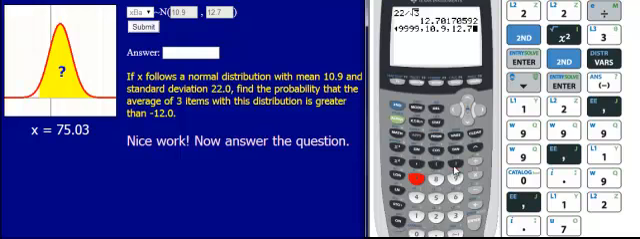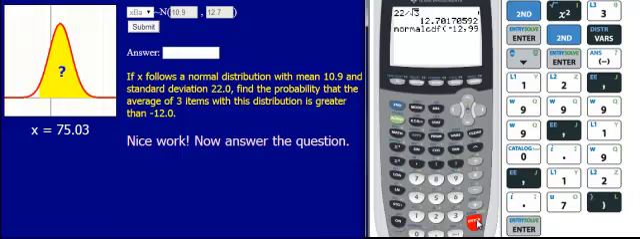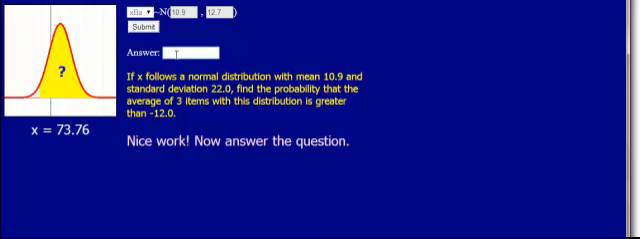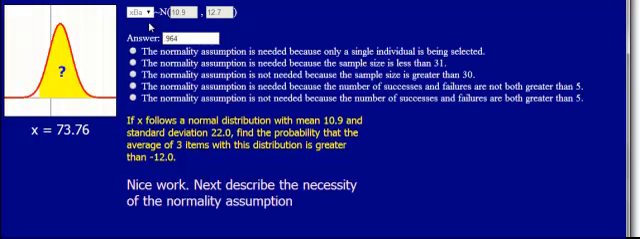I close the parenthesis, and I hit enter. And it gives me about 0.964. Notice that looks about right with our area. This is most of the area shaded in, and the whole area is 1. So I'm going to type in 0.964, and I hit submit, and it says nice work.